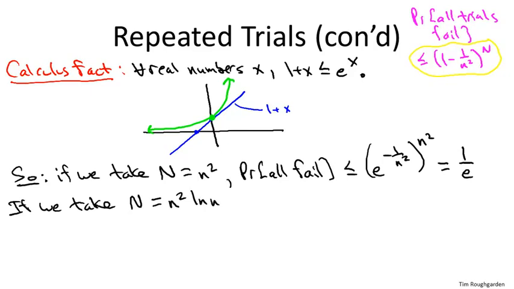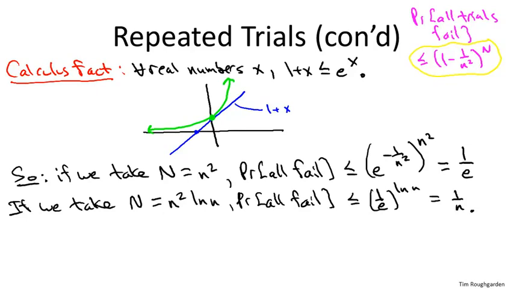Now, once you get to a constant success probability, it's very easy to boost it further by just doing a few more trials. So if we just add a natural log factor, so instead of little n squared trials, we do little n squared times the natural log of little n. Now the probability that everything fails is bounded above by the 1 over e that we had last time, but still with a residual natural log of n up top, and this is now merely 1 over n.